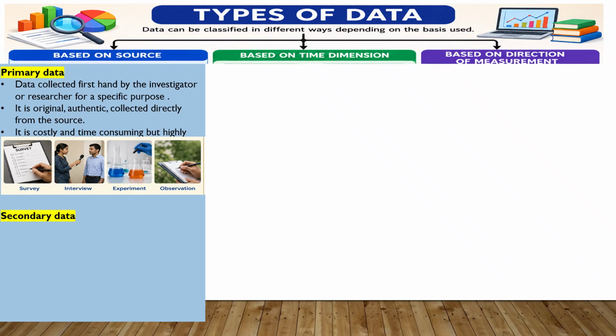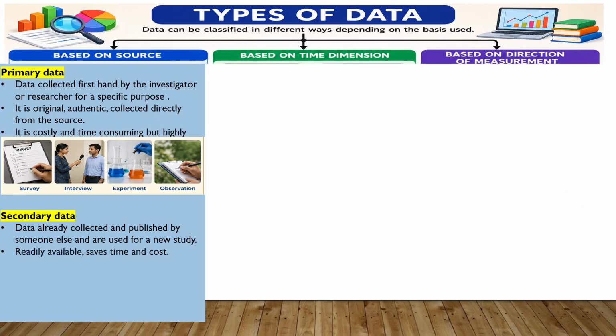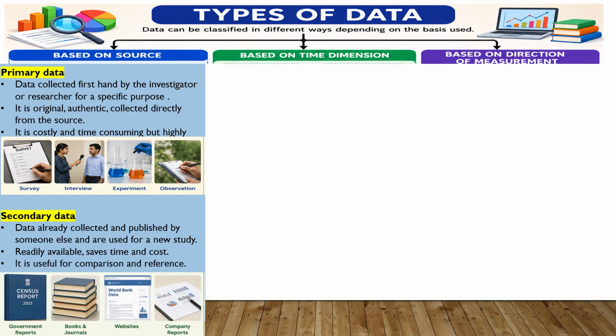Secondary data. Data that is already collected and published by someone else and used for a new study. It is readily available, it saves time and cost. It is useful for comparison and reference. Few examples are government census reports, books and journals, research articles, company reports, websites, etc.